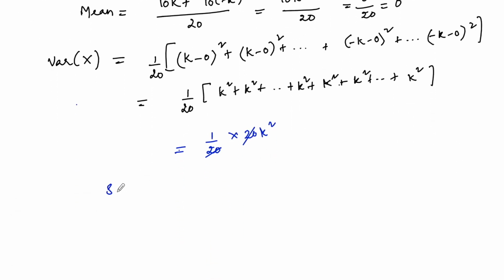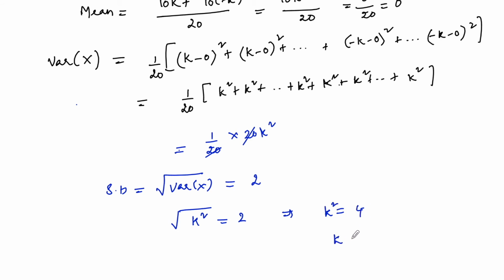So standard deviation is equal to square root of the variance, which is given as 2, that is root over k square is equal to 2. So we can write k is equal to, squaring on both sides, so we can write k square is equal to 4, or k is equal to plus or minus 2.